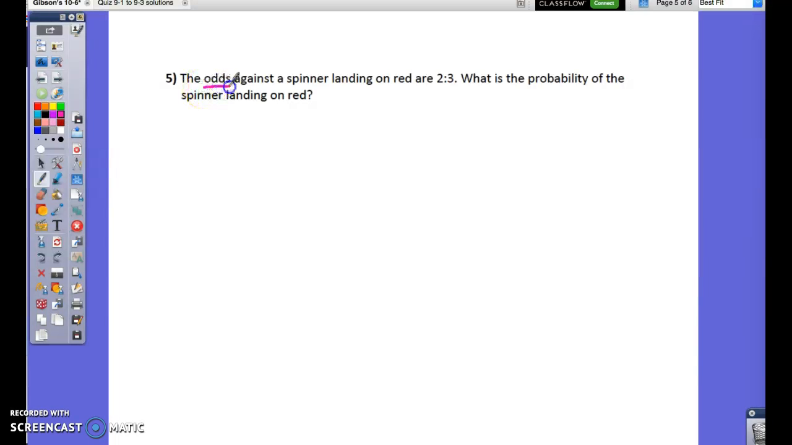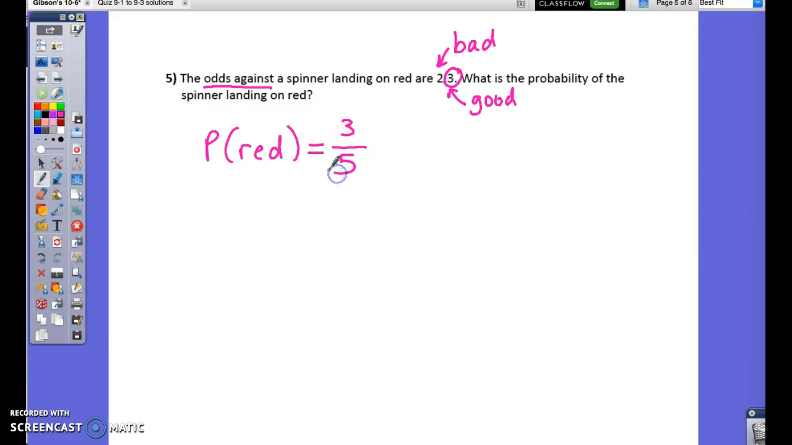Now on this problem, the key words right here are odds against. So if they're giving you this ratio of 2 to 3, that 2 is representing the bad outcomes, and 3 is representing the good outcomes. So when they're talking about the probability of a spinner landing on red, let's go ahead and show that properly. That means there are 3 good outcomes, or 3 ways that can happen, out of a total of 5 outcomes. We have the 2 bad, the 3 good for a total of 5. So we have a 3 out of 5 chance of that happening, which again, converted into a percent, would give you 60%.